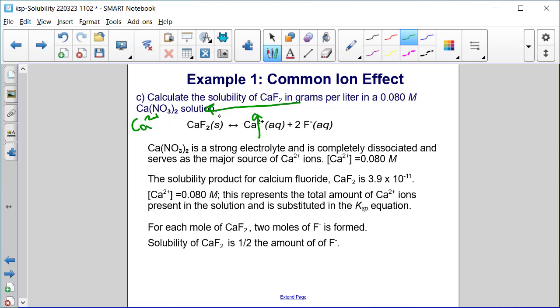So what is the concentration of that calcium ion? It's 0.080 molar. The solubility product for calcium fluoride given is 3.9 times 10 to the minus 11. The calcium ion concentration is 0.080 molar. This represents the total amount of calcium ions present in the solution. We can substitute that into the KSP equation. For each mole of calcium fluoride, 2 moles of fluoride ions are formed, and the solubility of calcium fluoride is half the amount of the fluoride ions.